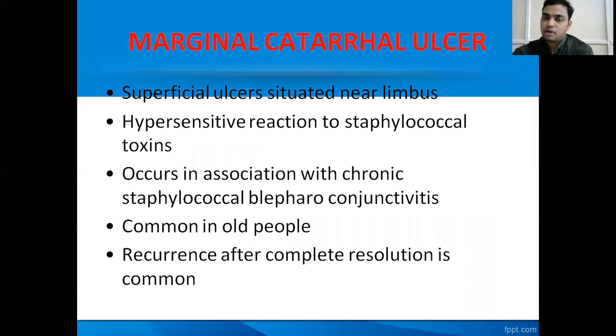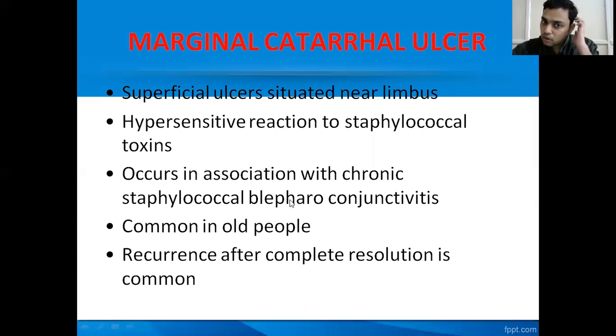So the second type of immune mediated corneal ulcer is marginal keratitis. This is also a non-infective immune mediated corneal ulcer. Here also we see superficial ulcers. As the name denotes, marginal, here we see peripheral corneal ulcers, superficial ulcers which are present near the limbus. Limbus is nothing but the junction of cornea and conjunctiva. That part we call the limbus.